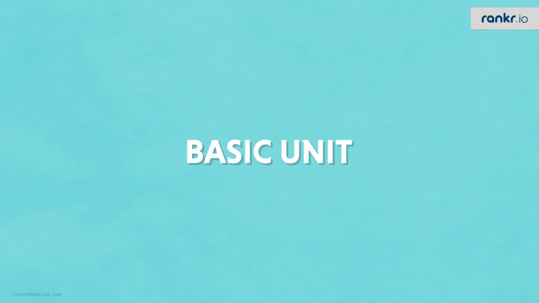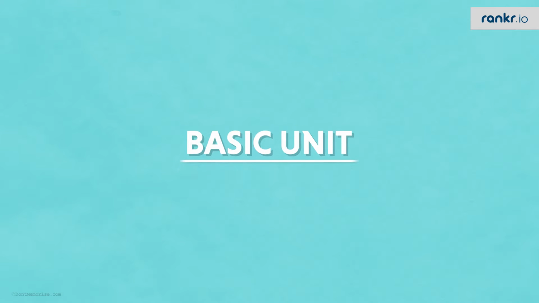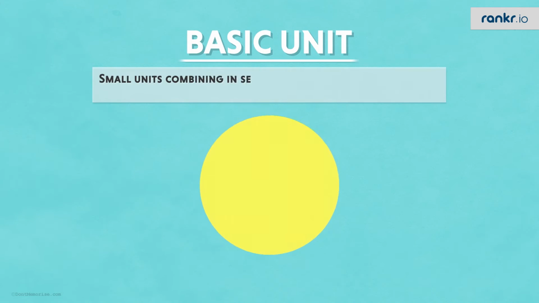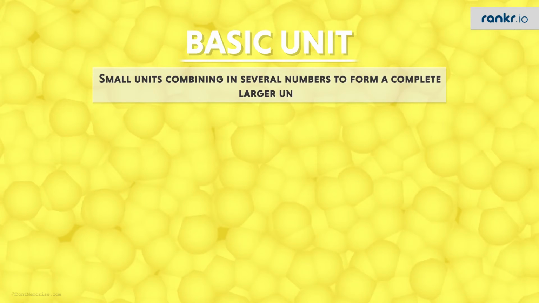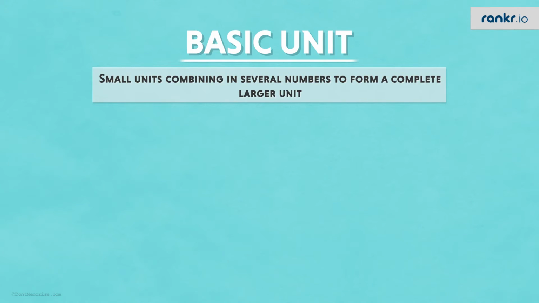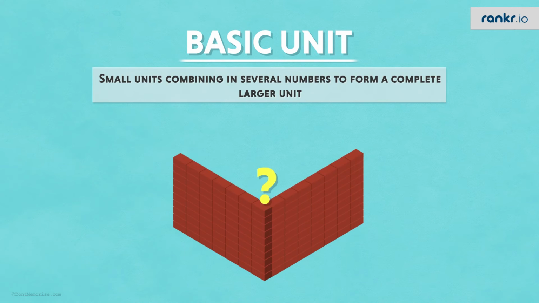What do we mean by the term basic unit? It simply means small units combining in several numbers to form a complete larger unit. So tell me, is this wall made up of basic units? Yes, although it seems to be one wall, it's actually made with several bricks coming together. So can we say that the bricks are the basic units of the wall? Of course, yes. And what will the bricks be made up of?